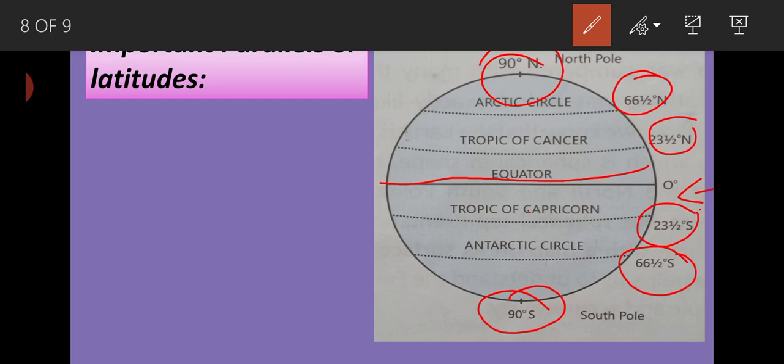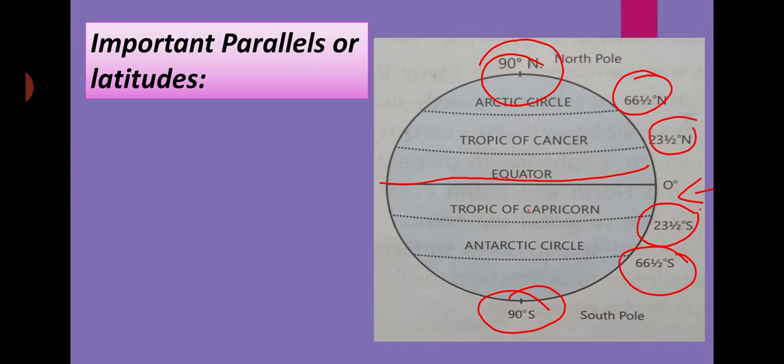Here ends our latitudes. In our next class, we will be studying the meridians or longitudes, their characteristic features as well as the differences between the parallels and meridians.